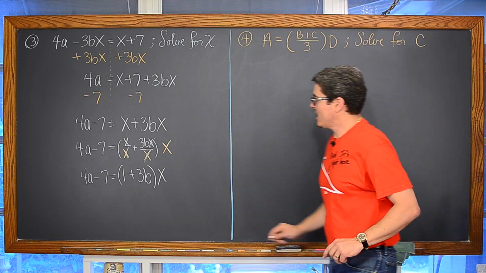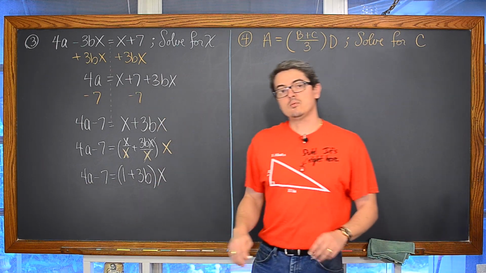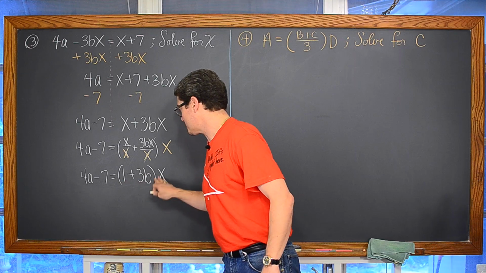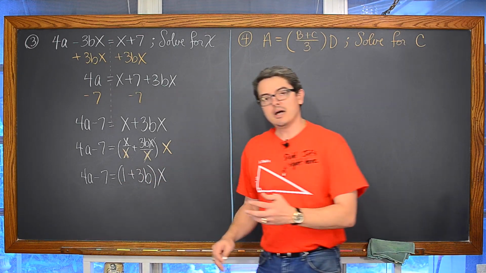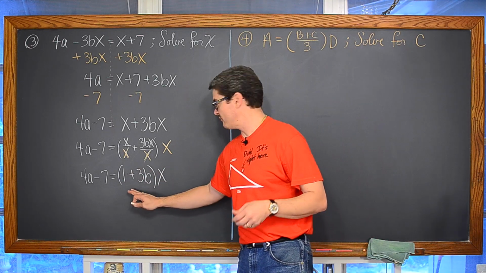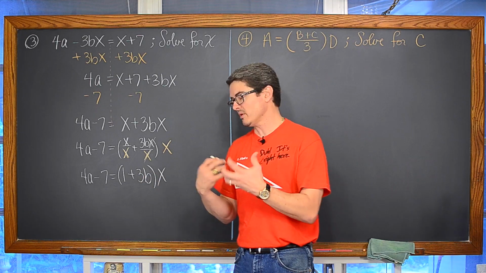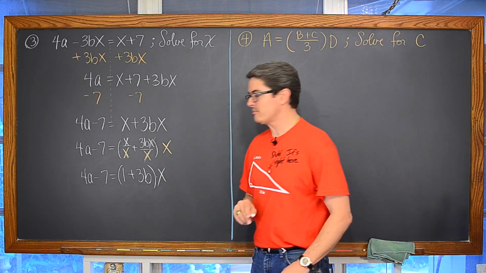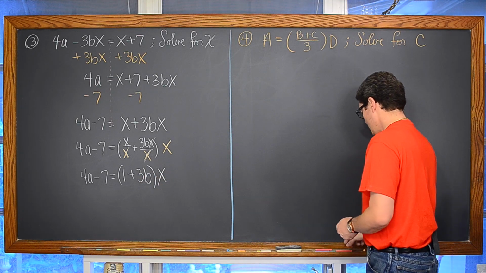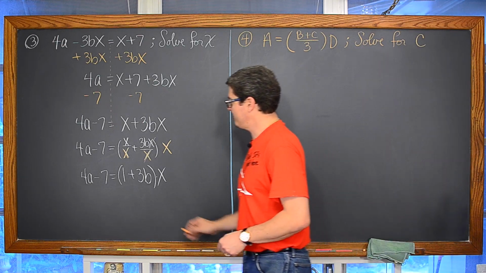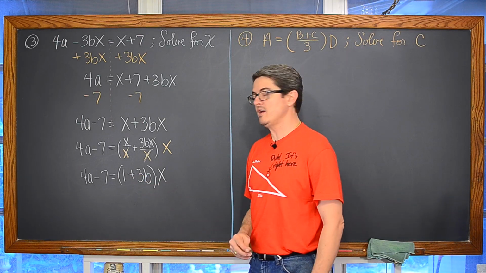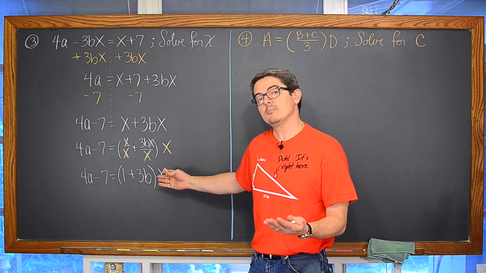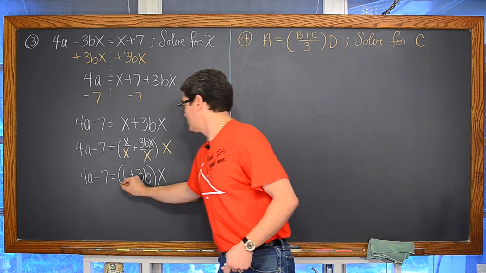Okay, so now we have 4a minus 7 is equal to 1 plus 3b in parentheses, locking all that together, times x. That would be like the 5 before, except these are not like terms. They don't really go together. How do you undo that multiplication? How do you move that factor of 1 plus 3b away from the x? Well, you're going to do the inverse math operation of multiplication again, which is division.